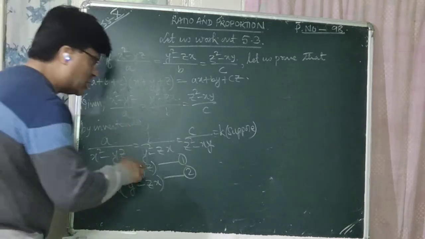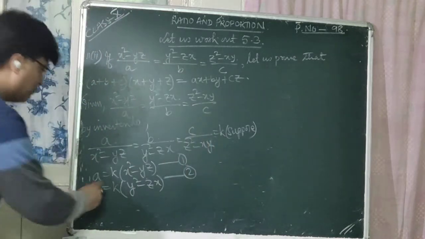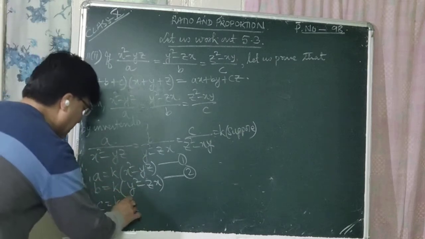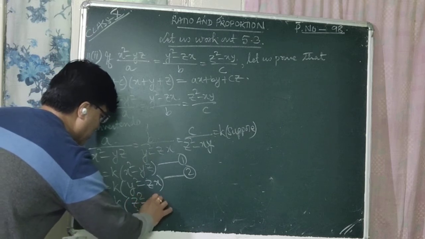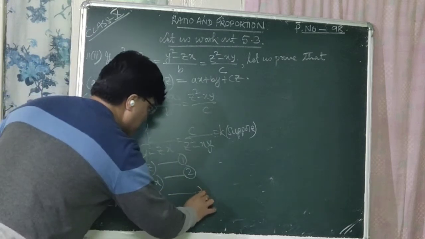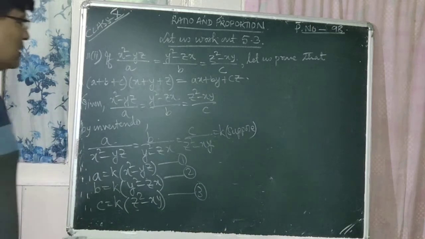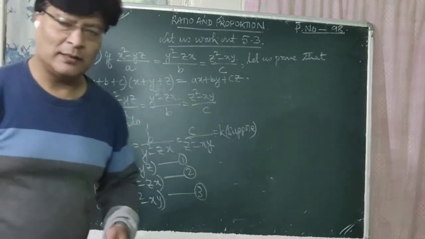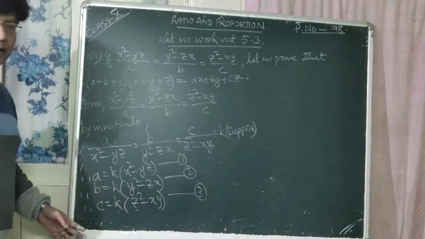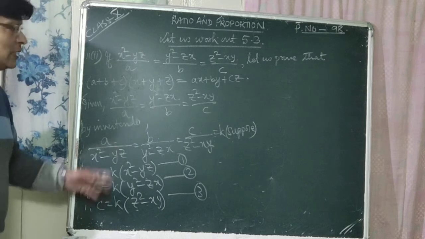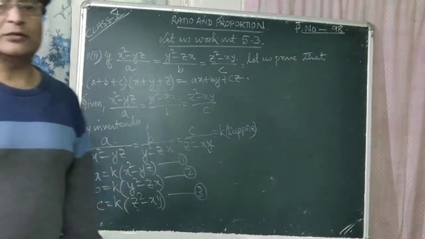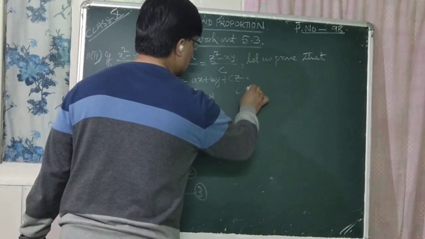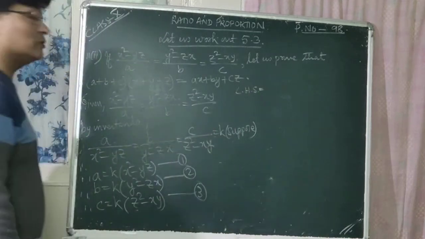And similarly, by equating the third with the last and by cross multiplication, what do we get? We can get the value of c, that is c is equal to k within bracket (z square minus xy). So suppose this is number 3. Is that clear now? So from 1, 2 and 3 we can get those values of a, b and c, and using these values of a, b and c we can easily prove that LHS is equal to RHS. Okay? So let us write here LHS. So what is LHS now? What is LHS here?